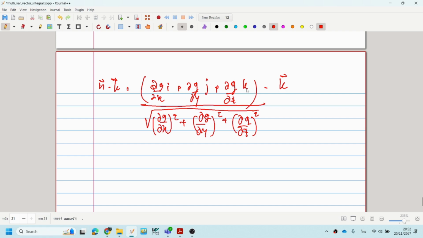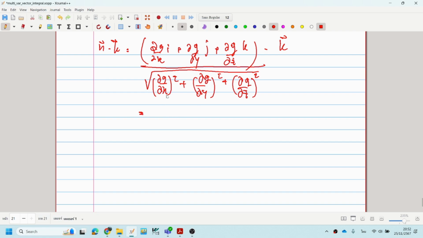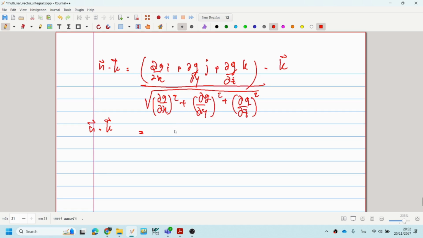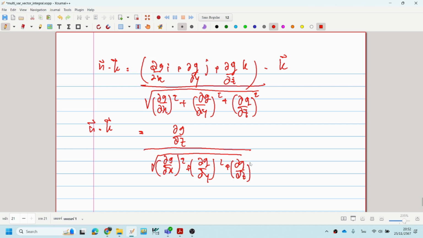If I use the dot operator, i dot k is 0, j dot k is 0, k dot k is 1. In this case, for n dot k, the final result you will get is ∂g/∂z divided by the square root of (∂g/∂x) squared plus (∂g/∂y) squared plus (∂g/∂z) squared.